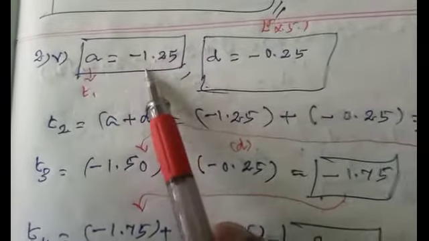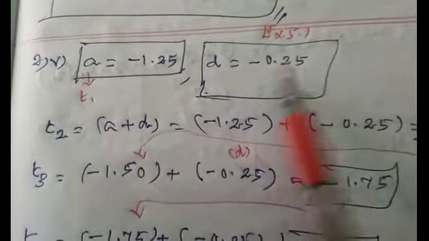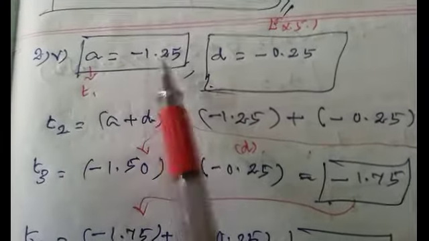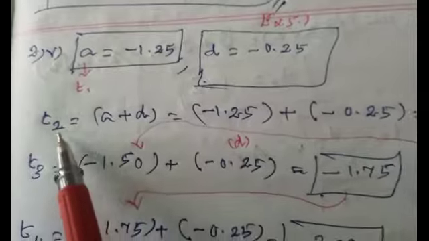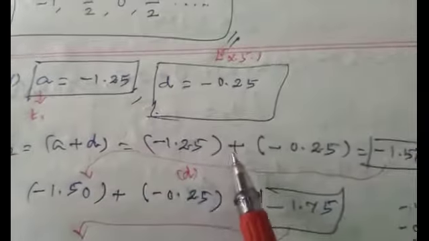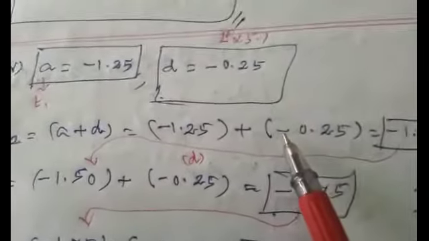Second Roman letter, fifth subdivision, a is minus 1.25 and d is equal to minus 0.25. So a means t1. So t1 is minus 1.25. So t2 means a plus d. So a is minus 1.25 plus difference, minus 0.25. So we have to add these two since both are minus numbers. Minus 1.25 minus 0.25. So accordingly, when you add, that becomes minus 0.50.